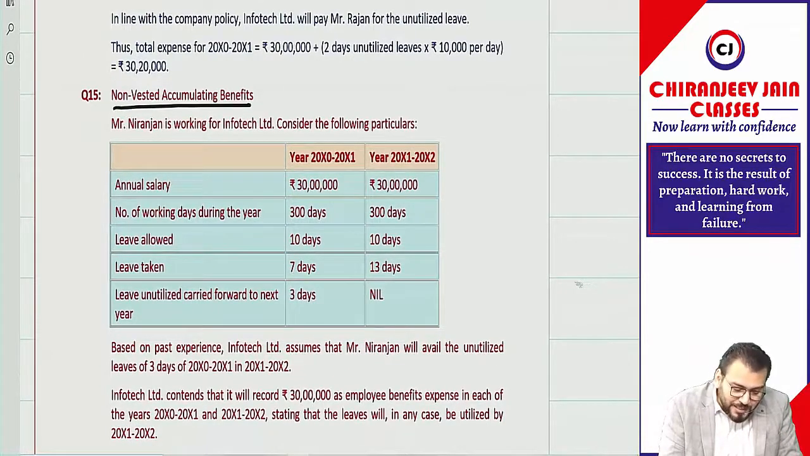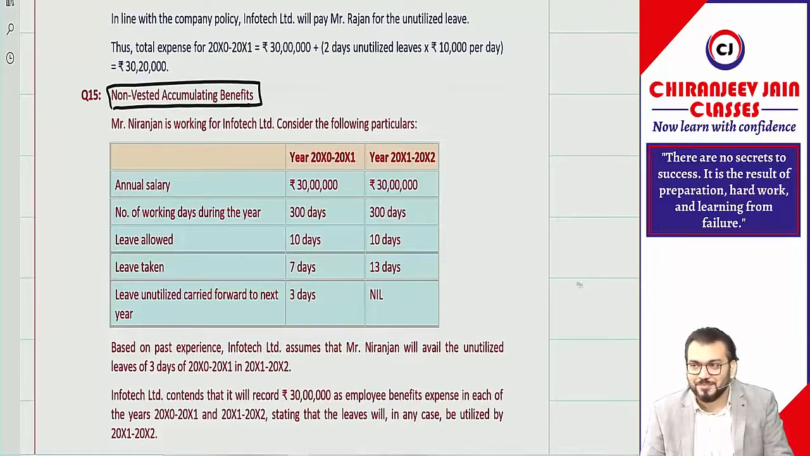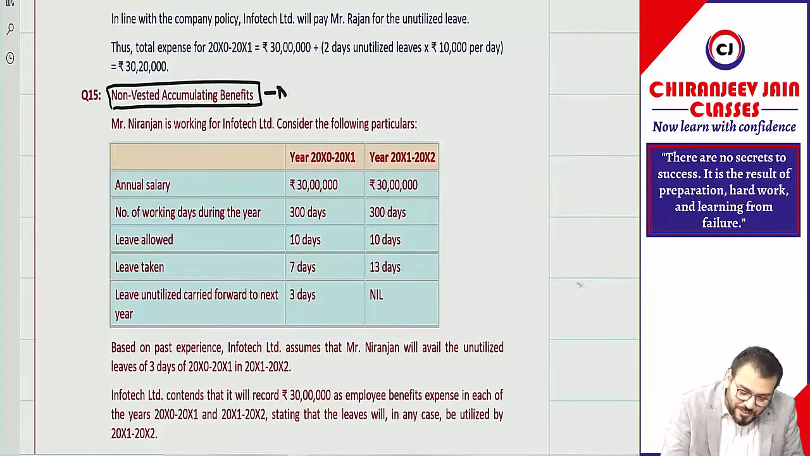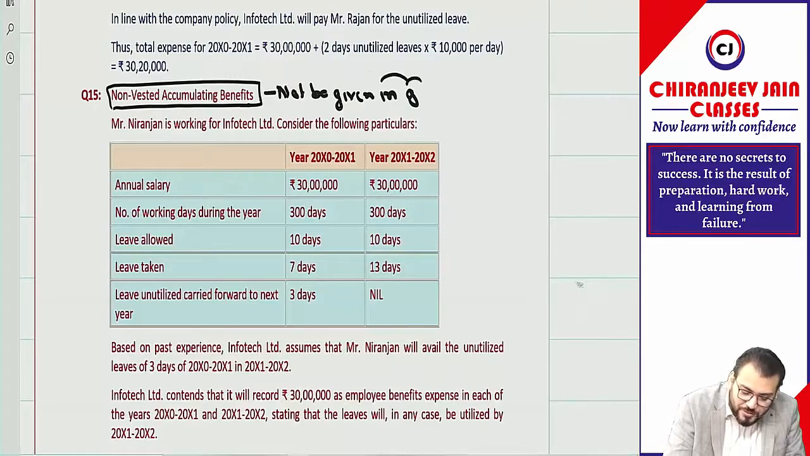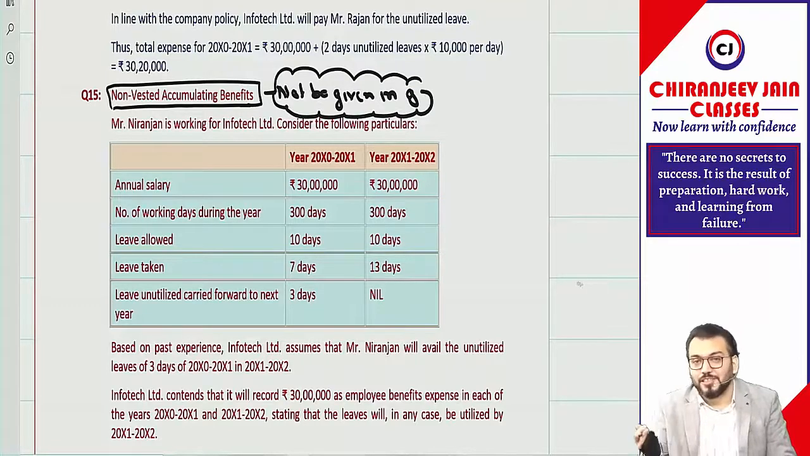Non-vested accumulative leave. Of course, this will not be given in the question. The heading will not be given, because if the heading is given, you will be able to understand. So this is non-vested, unvested. It becomes leave against leave.